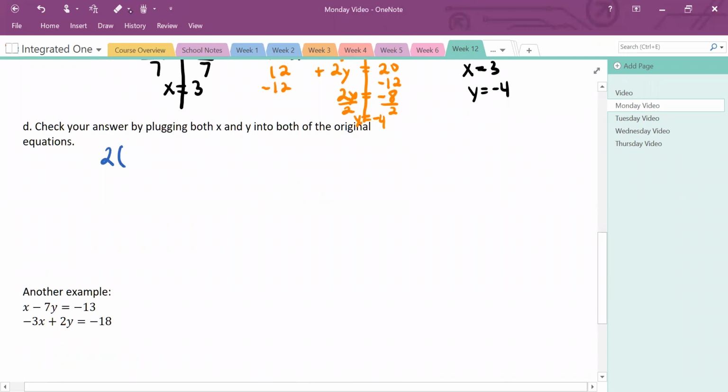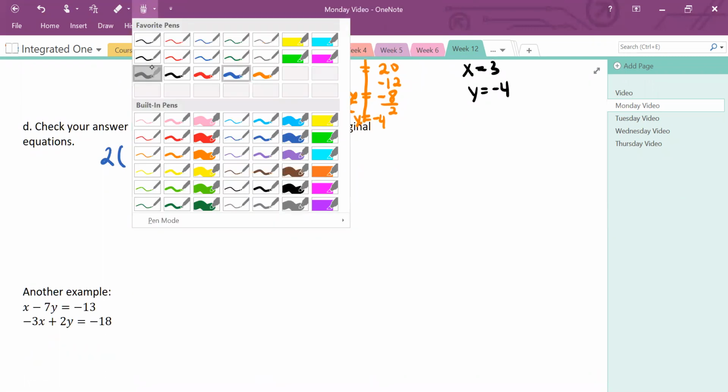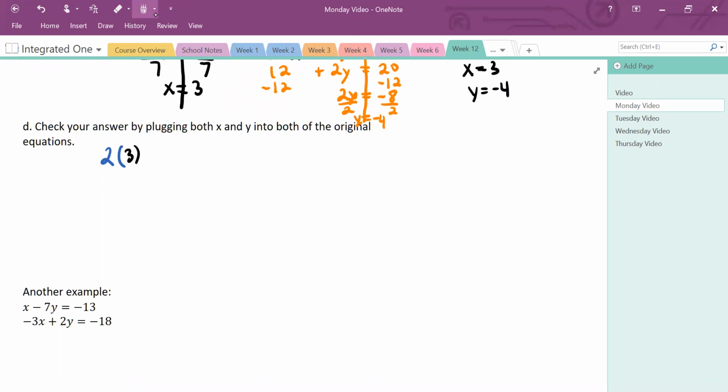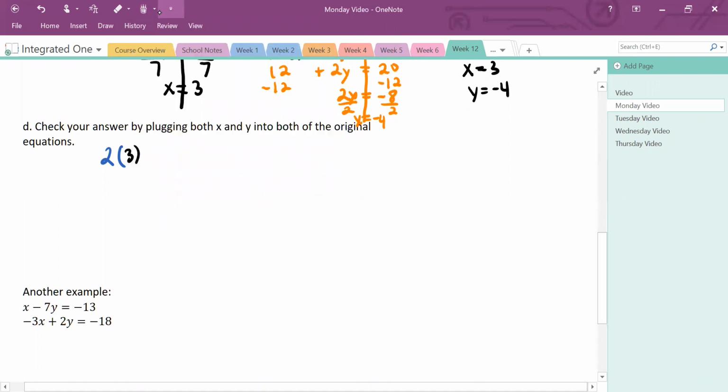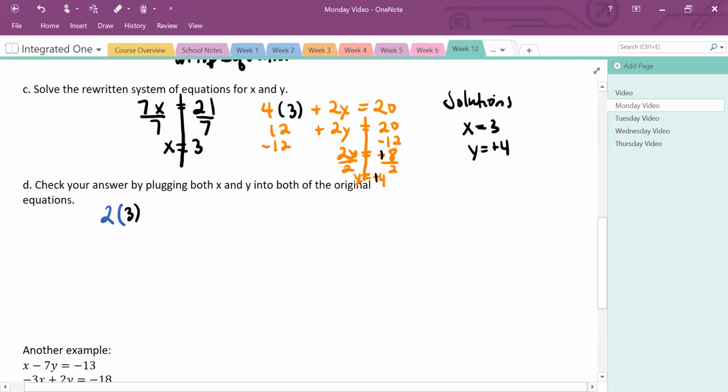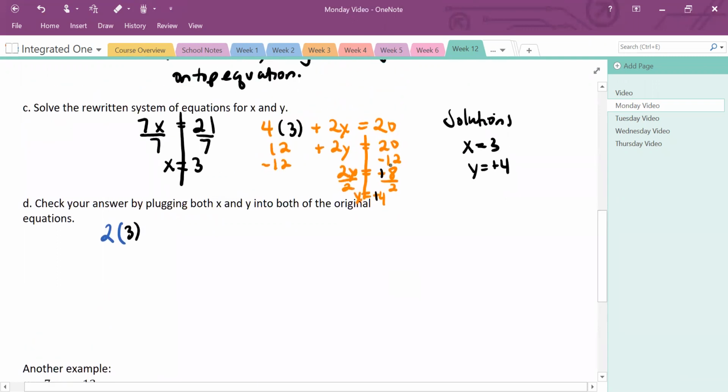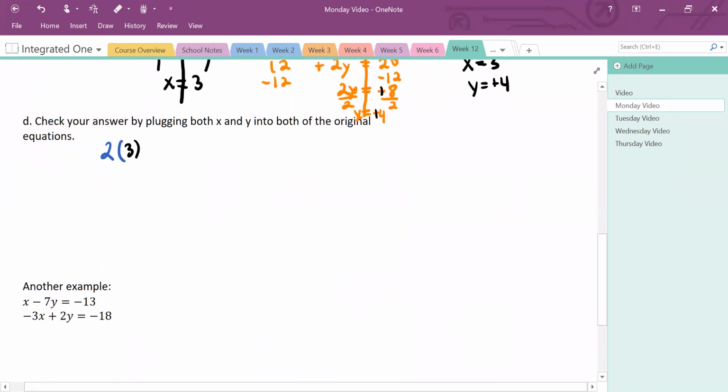So 2x, well, x we know is 3. Oh, I messed up, guys. This is a positive 4, isn't it? Make that a positive 4. Okay, make sure you check your notes here. 20 minus 12 is positive 8. We should know that by now, huh?